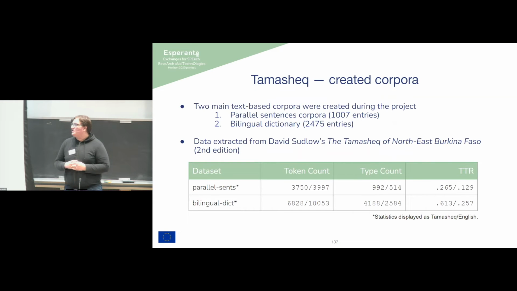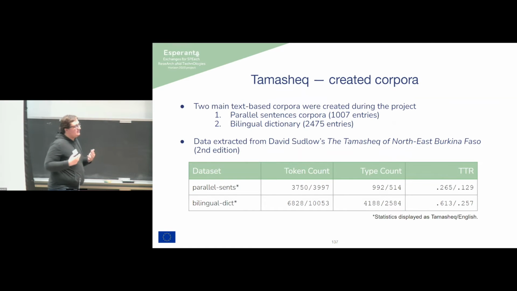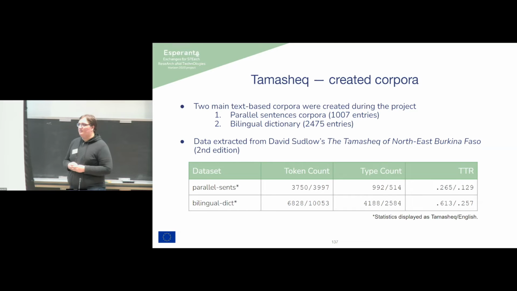Now to get into the actual text corpora, we made two main text corpora. The first one is a list of parallel sentences in Tamashek and English, which has about 1,000 entries, and a bilingual dictionary of word pairs from both Tamashek to English and Tamashek to French. All of this data is available on a GitHub repository. If you come and talk to me after the program, I can send a link to it. It is available for use for non-commercial research purposes.